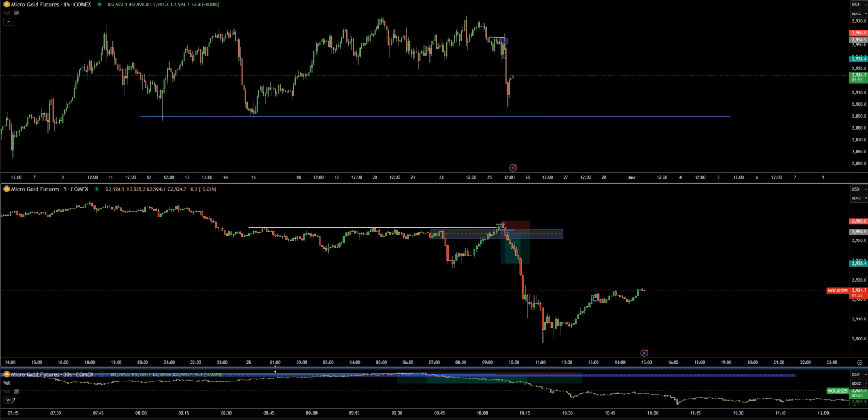There you have it, guys. A great trade that we took today. We took this trade on gold. We also took one on silver.